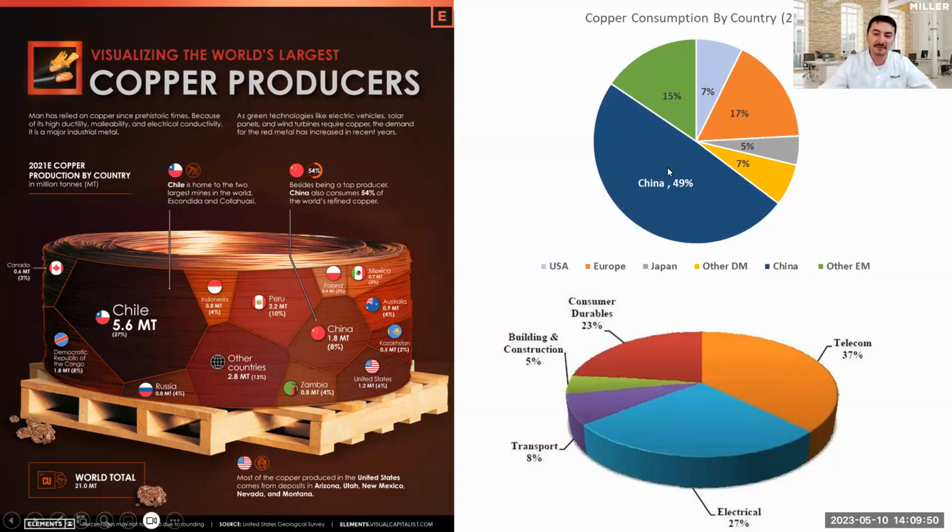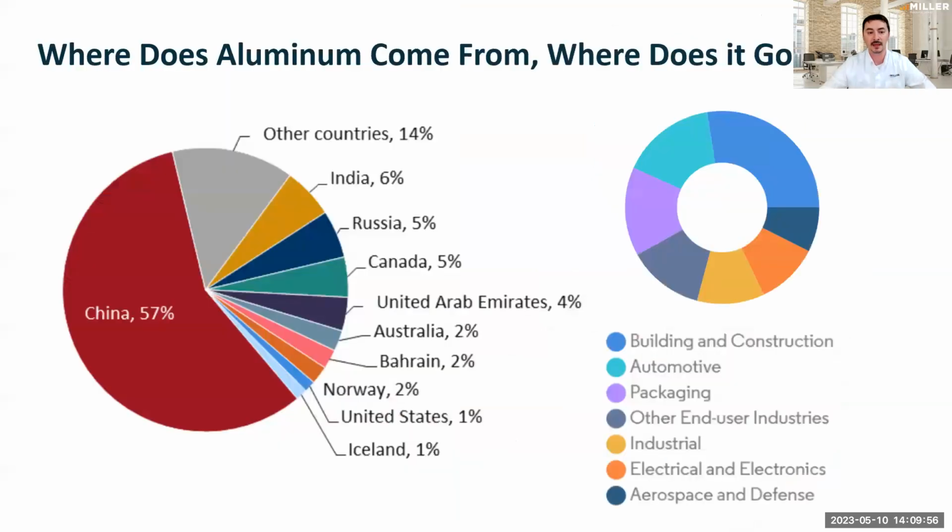But again, the key focus area for me is what happens with the Chinese economy is going to drive copper pricing. Similarly, the same case goes for aluminum. So you can see here, China accounts for 57% of production of aluminum. And it's very similar in terms of consumption, over 50% of the global market. The end-use sectors here, building and construction is, you can see, one of the largest. Second and third are automotive and packaging.